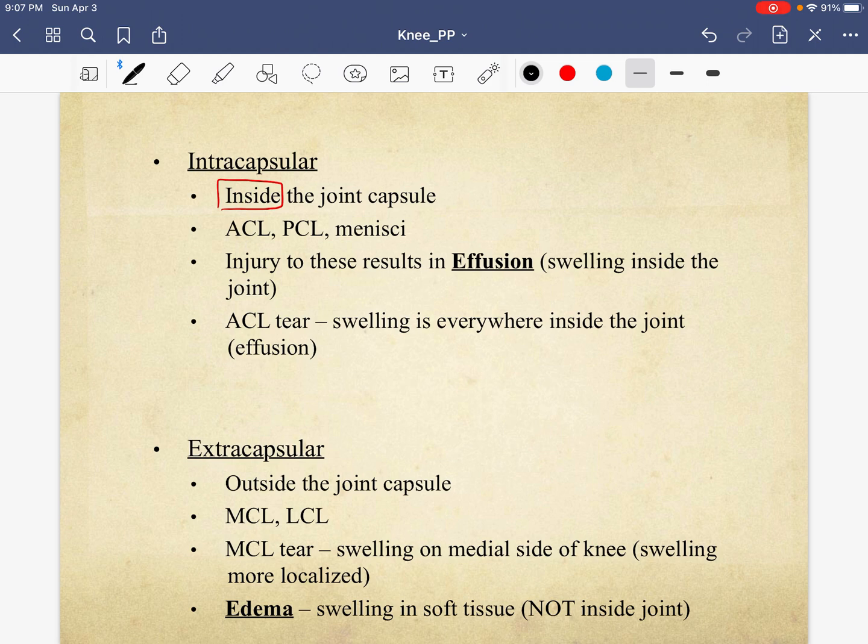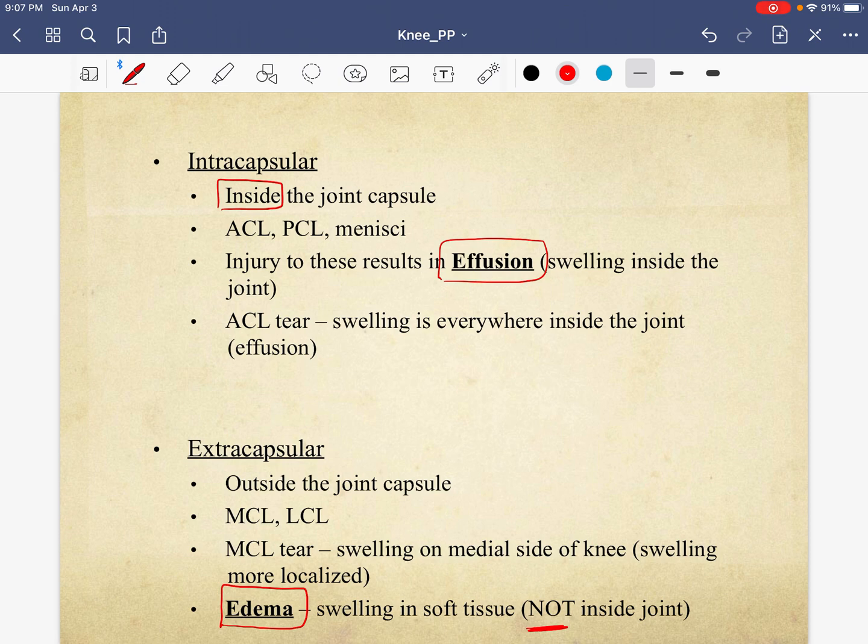Here we're going to add some terms for you. There's a term called effusion. Effusion is swelling, but we have to be more specific. Effusion is swelling inside of the joint capsule. Maybe you've heard of edema. Edema is often defined as swelling in a soft tissue, another way of saying not inside the joint capsule. So if you just get a bruise and you have swelling, that's edema. It's not inside a joint capsule, it's just in the soft tissue.